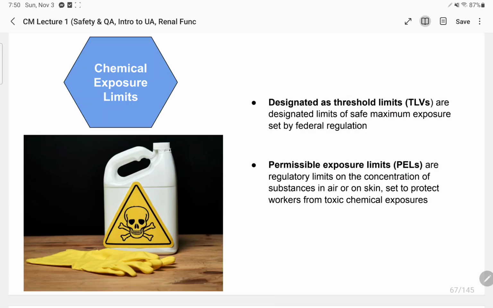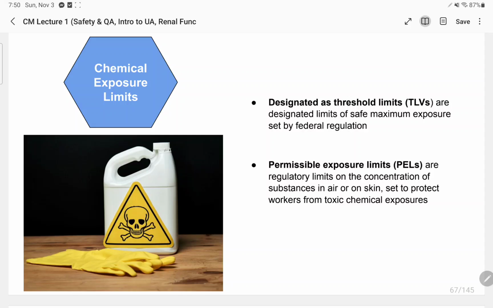So more gini according to designated or threshold limit, meaning ang pinaka max nga pwede ka dapat ma-expose ani nga chemical. Okay? Mao ni ang pinaka max. After ana, wala na. Hindi na. Naka-cause na siya og problem.